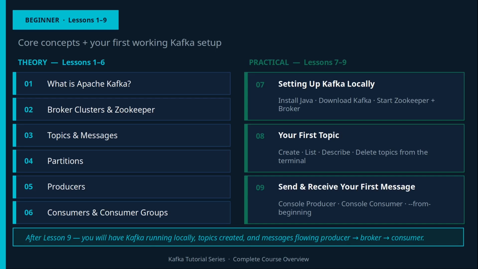Lesson 8 is your first topic. You create, list, describe, and delete topics directly from the command line. Lesson 9 is send and receive your first message. You start the console producer, type messages in, start the console consumer, and watch the messages appear in real time. You see the full producer to broker to consumer flow live on your own machine. After Lesson 9, you will have Kafka running locally, topics created, and messages flowing end-to-end.